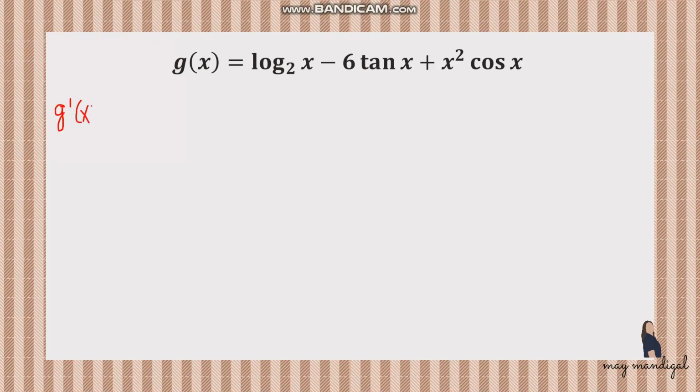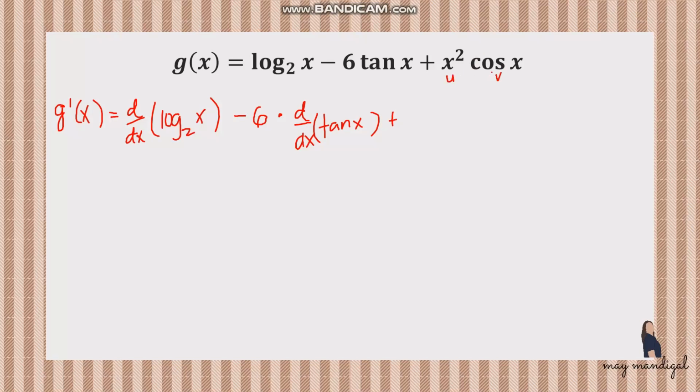G prime of x is equal to, so we have to get the derivative of logarithm of x base 2 minus, for this one you just have to write 6 and then multiply it by the derivative of the tangent, like what we did in the previous examples. Plus, here we have to apply the product rule. So we have u and v, because again, x squared is multiplied to cosine of x. So u dv plus v du.